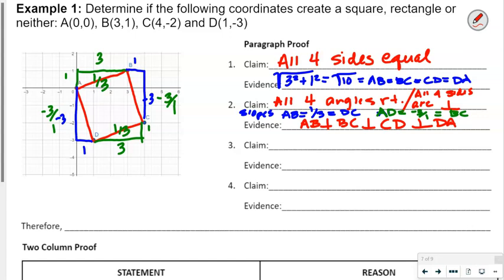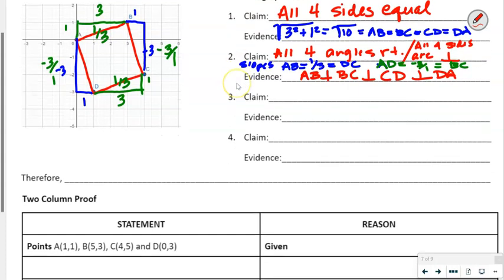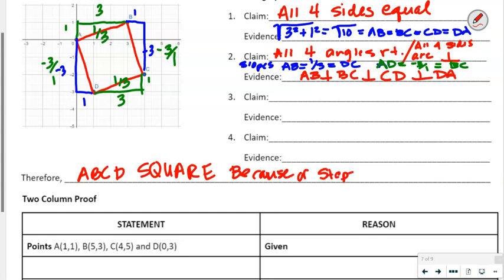And those are really the only two statements I need with the sides to prove that this is a square, right? So that therefore we can say that ABCD is a square because of steps 1 and 2, right? Got it?